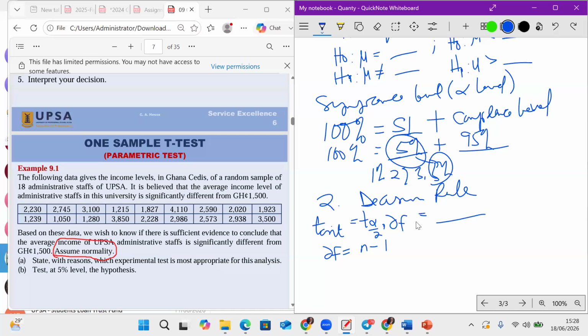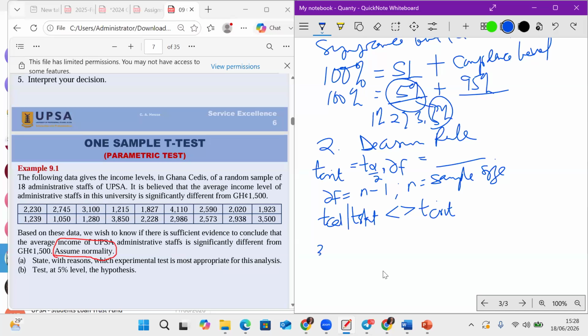N represents the sample size. How many observations are we taking? So we'll be looking at that. Then when we find the T-crit, we go and find the T-cal or the T-stat. Then we compare the T-cal or T-stat against whether it is more or less than the T-crit. Then we make a decision.